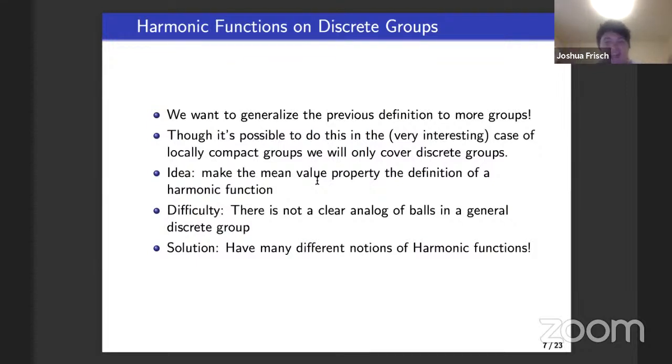But there's a solution, which is to give up. Instead of having the notion of a unique harmonic function, we will have many notions of harmonic functions. And some of the deepest, hardest questions in the field, which are still, for the most part, completely wide open, are about how these different notions of harmonic functions interrelate to each other.